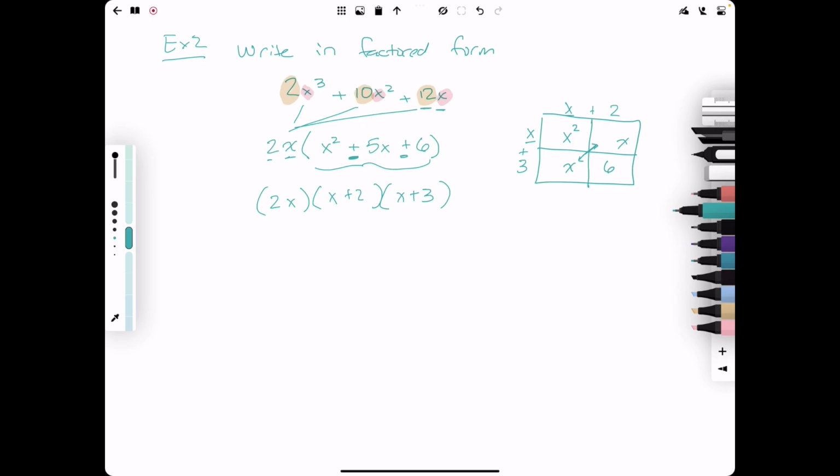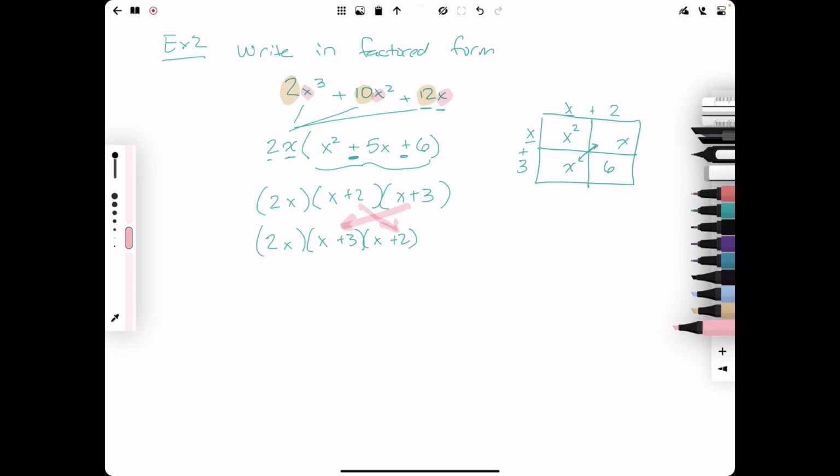Does it matter if I were to write it this way? 2x times x plus 3 times x plus 2. Does that matter? That's what I have written. Do you see what I did different though? That I switched the factors. Does it matter? Oh, no, it doesn't matter. It's multiplying.